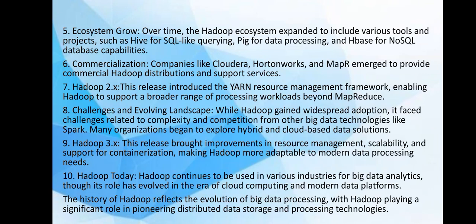Number six, commercialization. Companies like Cloudera, Hortonworks, and MapR emerged to provide commercial Hadoop distributions and support services. Number seven, Hadoop 2.x. This release includes the YARN resource management framework, enabling Hadoop to support a broader range of processing workloads beyond MapReduce.